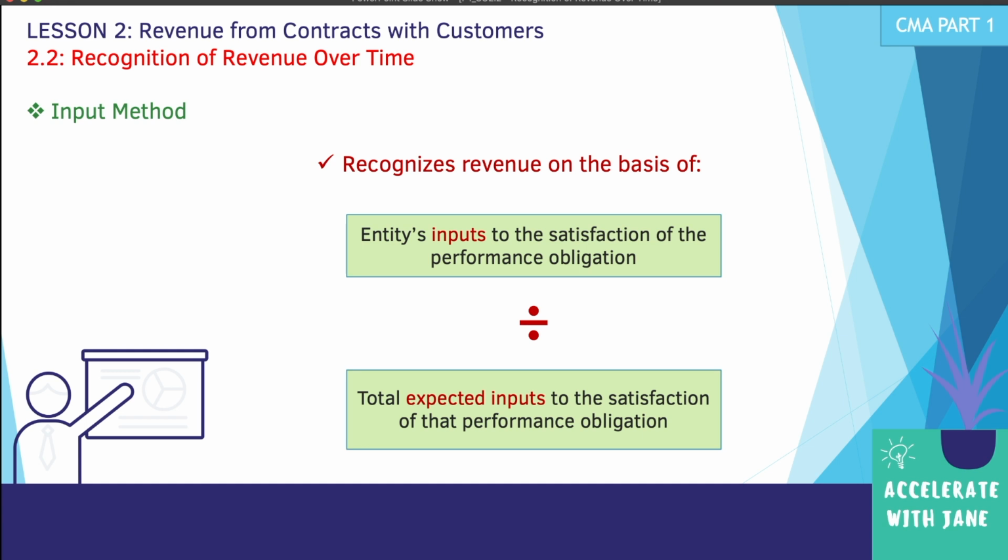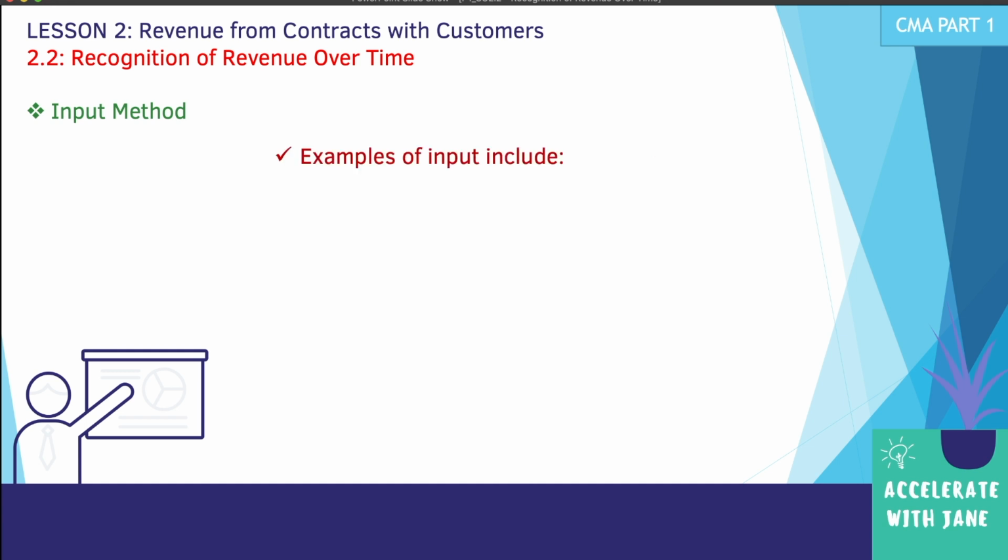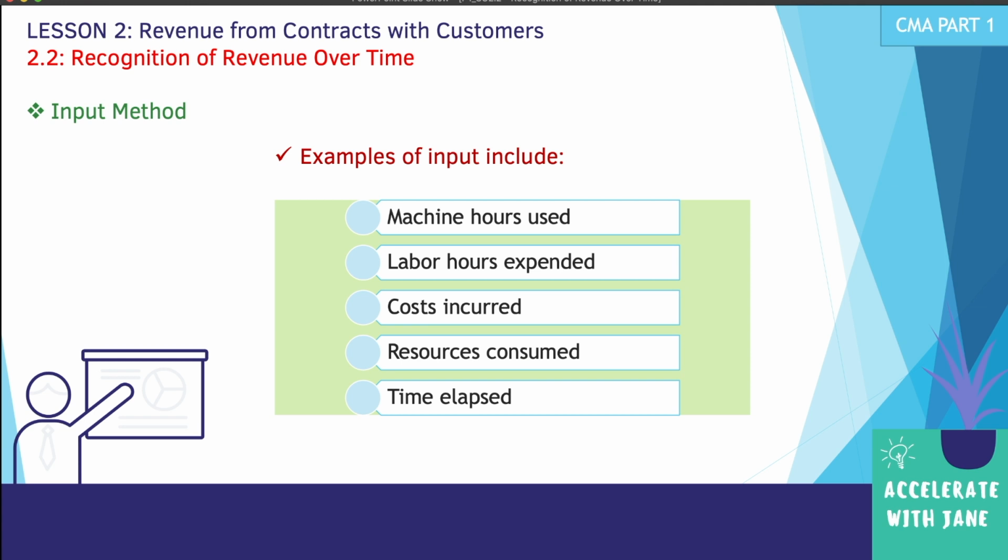So what we do here to measure the progress is simply divide the input incurred to date, that is 3 hours, for example, I've already rendered 3 hours of cleaning services, by the total expected input, which is 5 hours. So 3 divided by 5. How much is that in terms of percentage? That is 60%, right? 3 over 5 is 60%. So here, under recognition of revenue over time, I already have the right to recognize revenue, which is 60% of the total contract price. For example, if the value of the cleaning services is $100 or $500, I can already recognize 60% of that, okay? So we have here examples of inputs which we can use in measuring revenue over time: machine hours used, labor hours expended, costs incurred, resources consumed, and time elapsed.